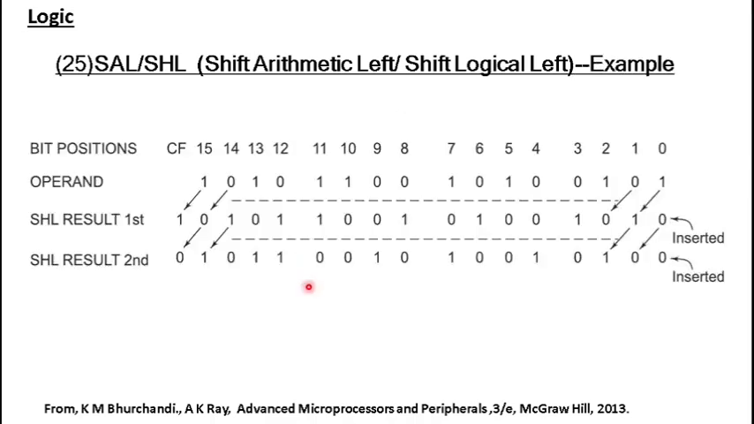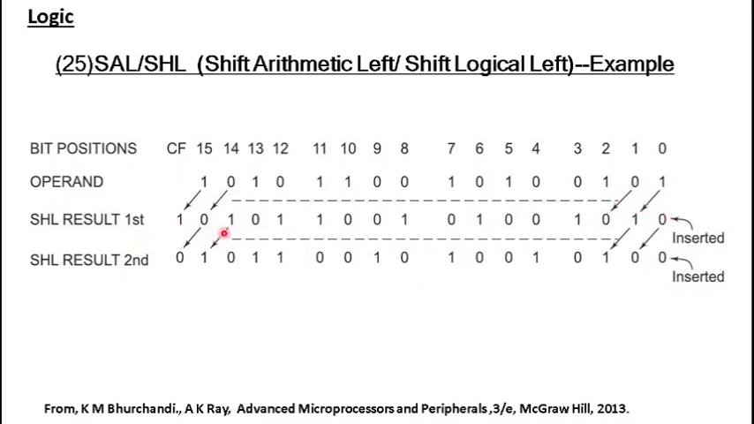Let's see one example of the SAL SHL pair. Suppose that we have this operand in the destination which has to be shifted. Now we are issuing shift left or shift arithmetic left. If you observe this MSB, it will be shifted onto the carry flag, then all other bits will be shifted one position toward the MSB, and 0 will be inserted from the right end.